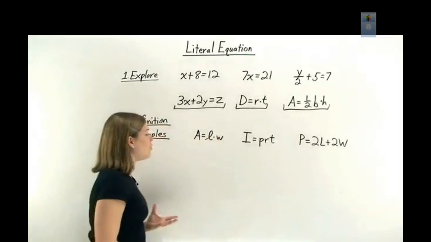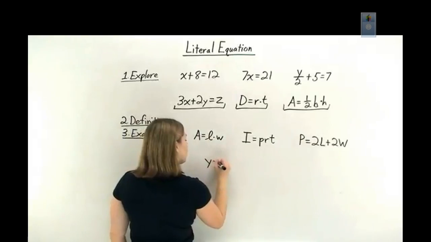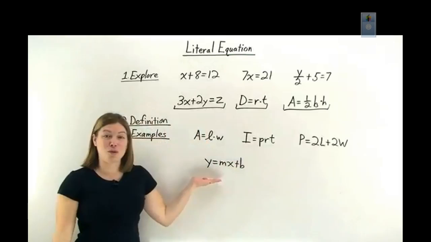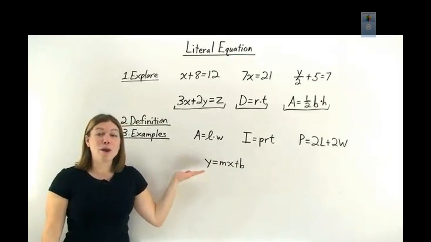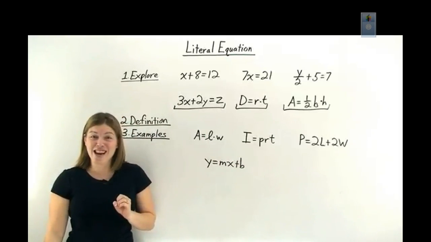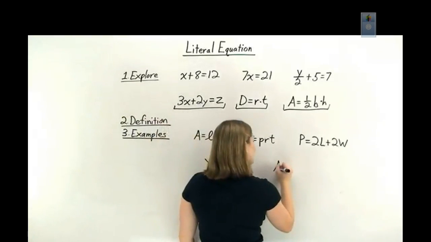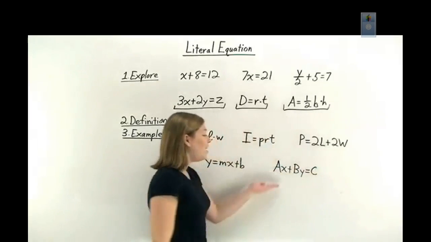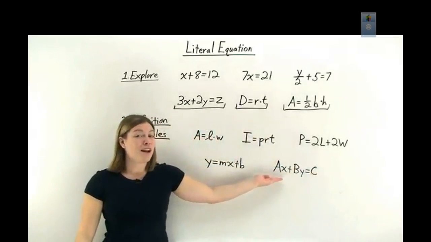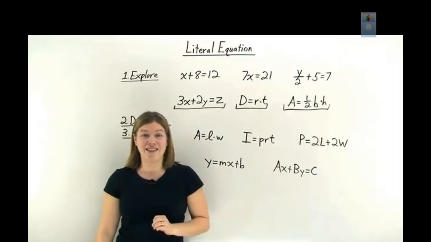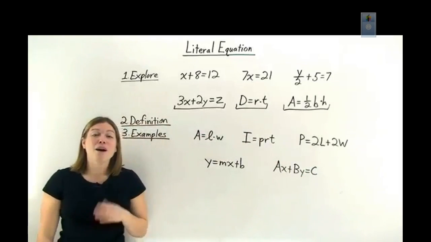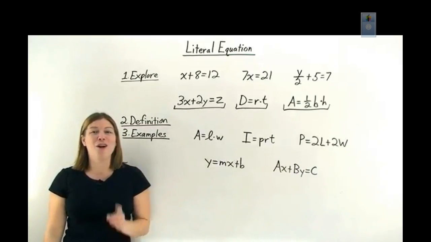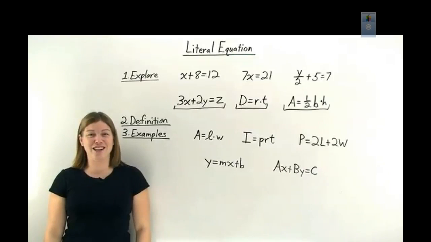Now, we can also have literal equations that look like this: y equals mx plus b. This is a literal equation. It's actually the slope-intercept form for a line. Neat. Or we can also have one like this: Ax plus By equals C. Another literal equation. This one is the standard form for a line. So now we know more about literal equations. If you have an equation that has more than one variable, you are looking at a literal equation.